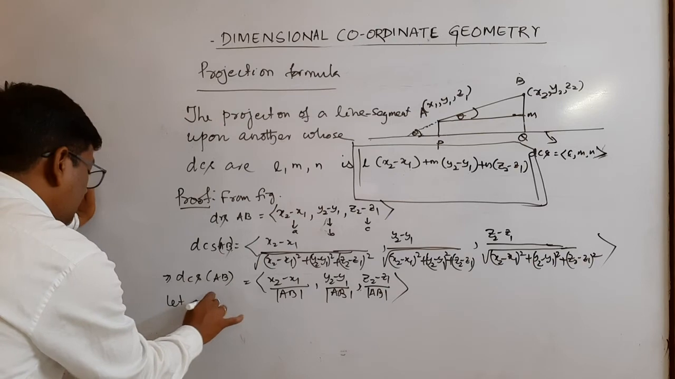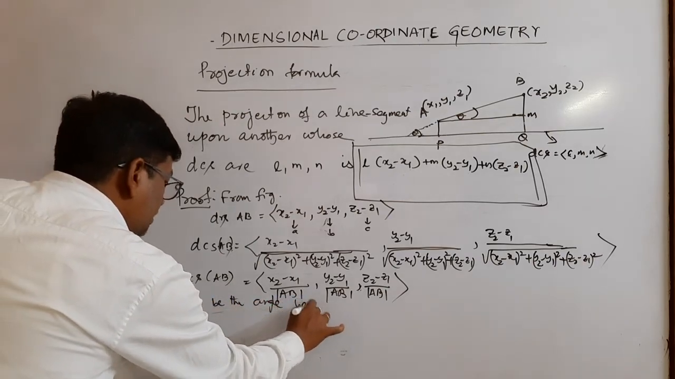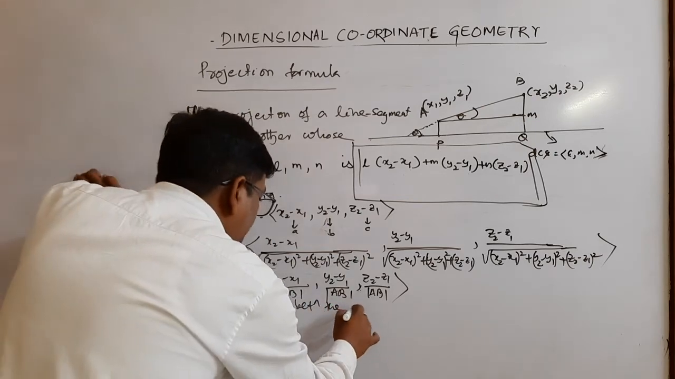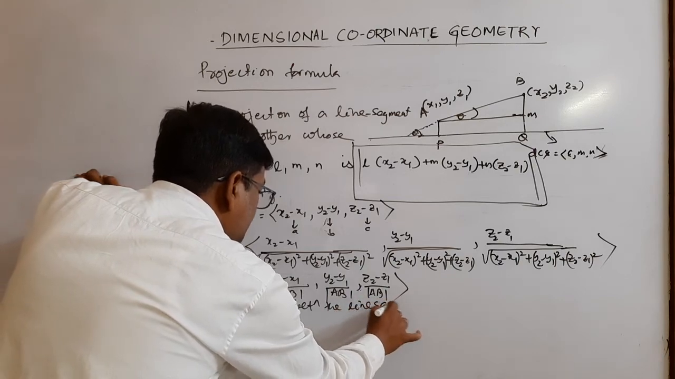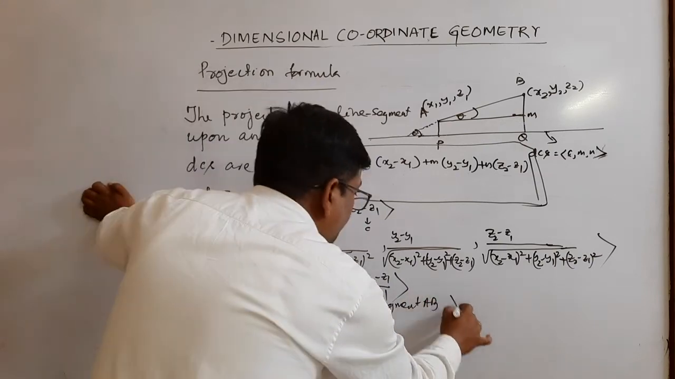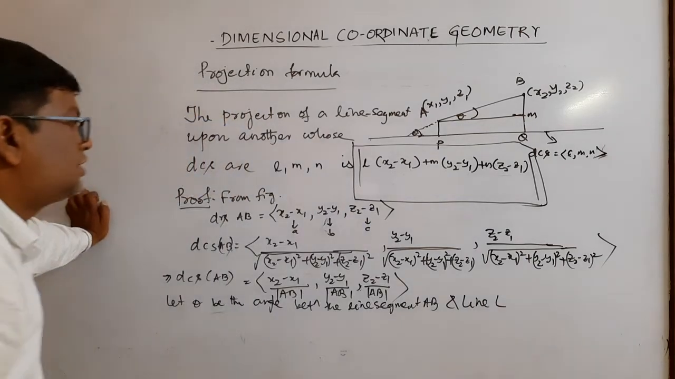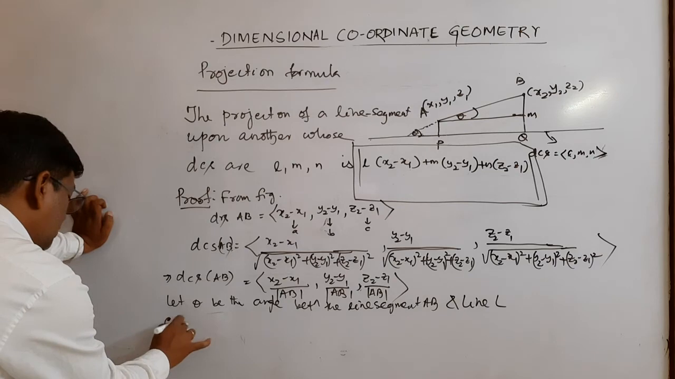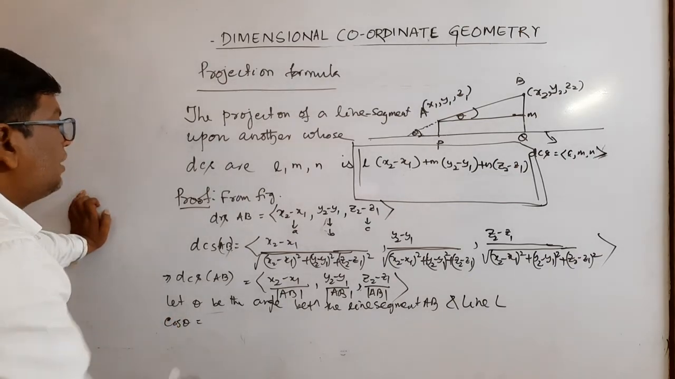Now let theta be the angle between the line segment AB and the line L. Now cos theta is equal to what? Cos theta is equal to l1 l2, the DCs of the line.